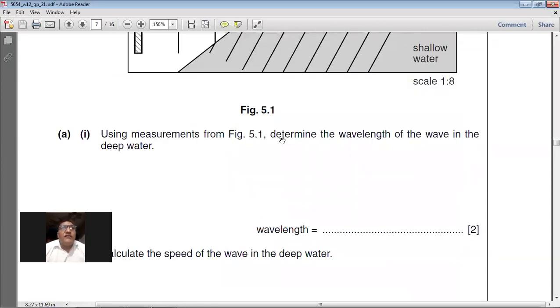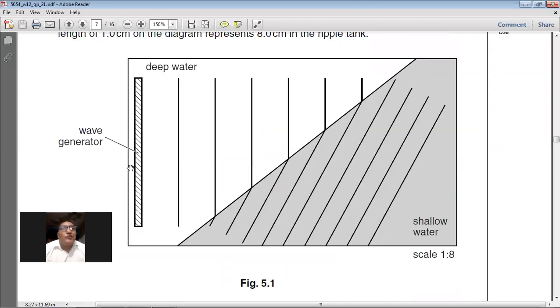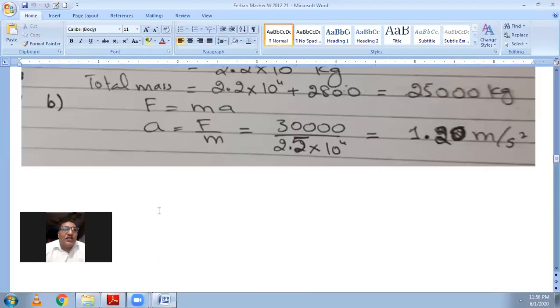Using measurements from figure 5.1, determine the wavelength of the wave in the deep water. So in deep water, let's see how many waves there are. 1, 2, 3, 4, 5. So there are 5 wavefronts, and 5 waves basically. I will measure this whole distance, then divide it by 5 to find one wavelength, and multiply by 8 because of the scale. I've done this on paper. Let me show you.